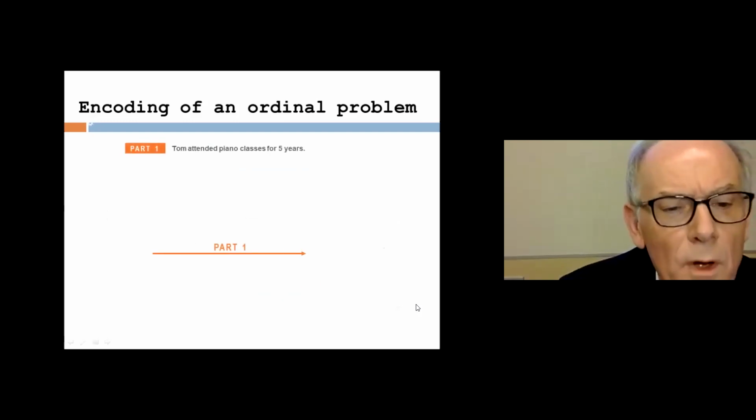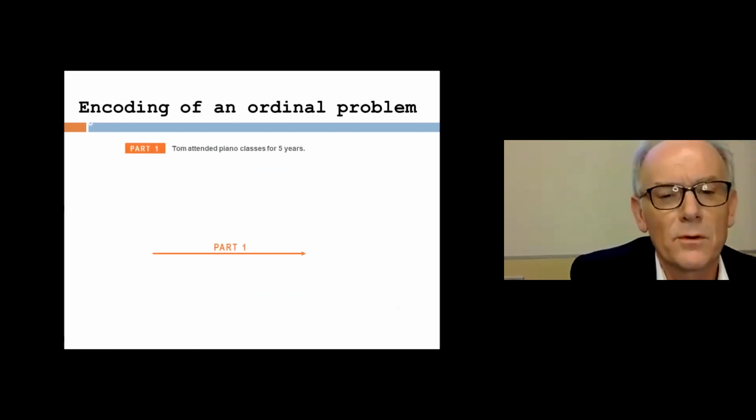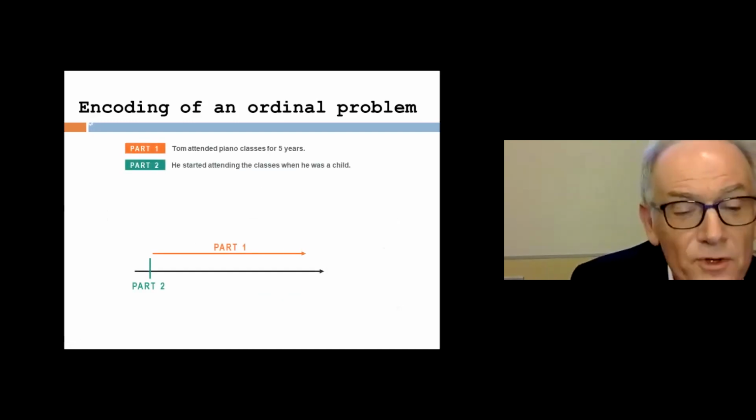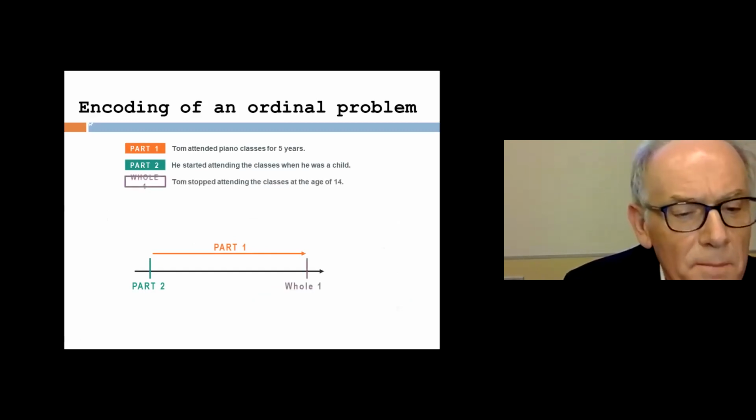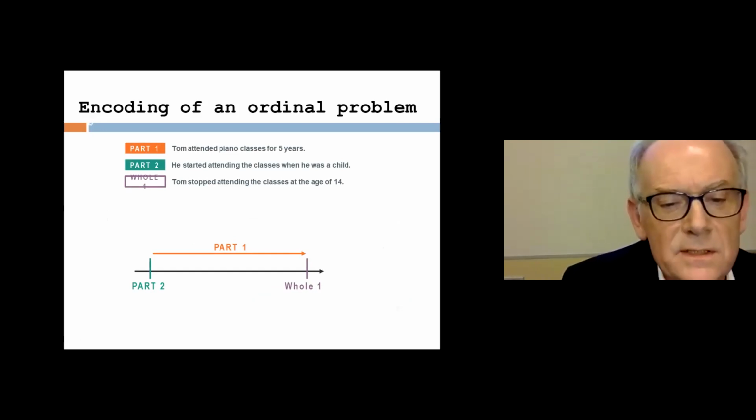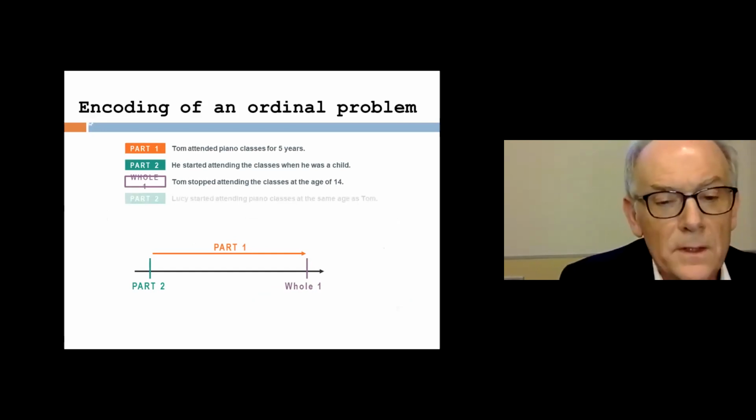And then we have another type of problem, what we call an ordinal problem. Tom attended piano classes for 5 years. He started attending the classes when he was a child. Tom stopped attending the classes at the age of 14.